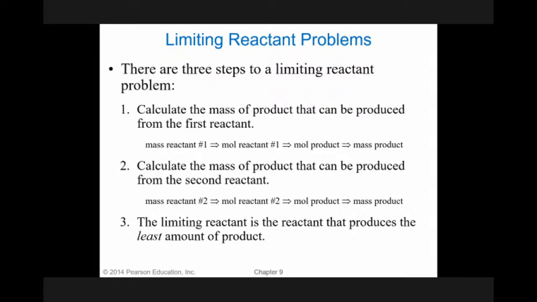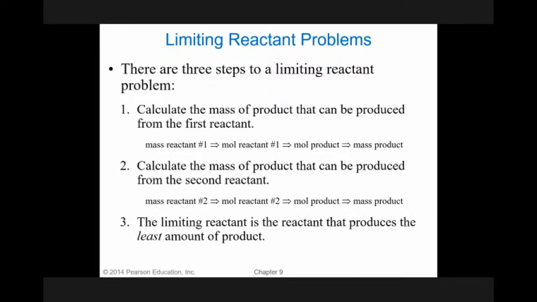Calculate the mass of product that can be produced from the first reactant. Mass of reactant 1, go to mole of reactant 1, go to mole of product, go to mass of product. Number 2, calculate the mass of product that can be produced from the second reactant. Mass of reactant 2, go to mole of reactant 2, and mole of reactant to mass of product.